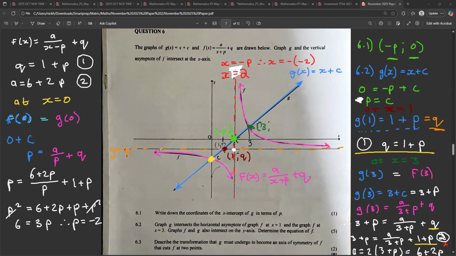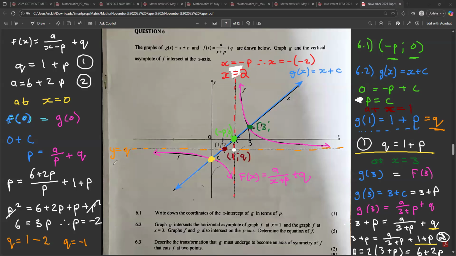And so now that we've got all the simultaneous equations, we can actually finish this off, right? So if p is equal to -2, we also know that q is equal to 1 plus p, right? So q, I'm going to do this in orange because I like to. q is equal to 1 plus p, that's equation 1. And we now know that p is -2. So we know that q is equal to -1, which makes perfect sense, right?